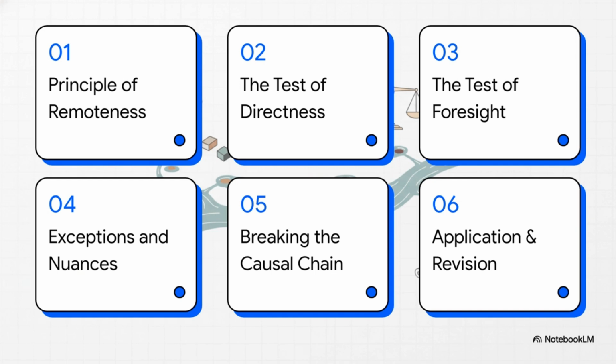We will begin with the foundational principle of remoteness, then examine the historical and modern legal tests, explore important exceptions, and finally discuss how the causal chain can be broken before we conclude with a revision of the key takeaways.